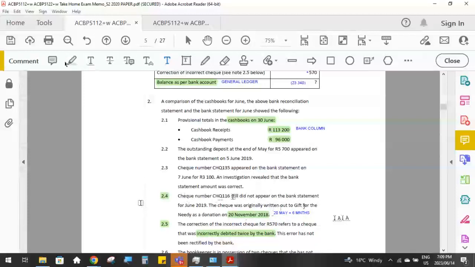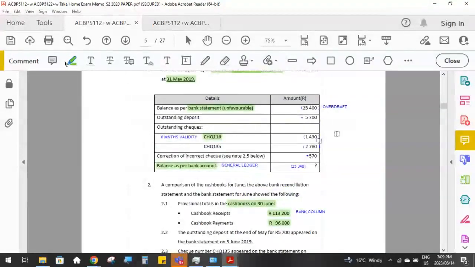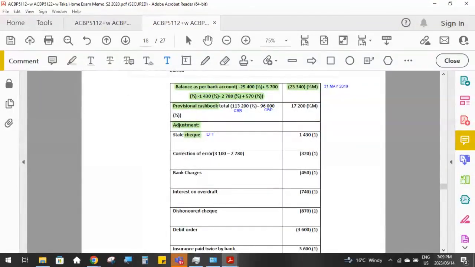And we are now at the end of June, which means that that check is now useless. It has to be reversed. Okay, 1430. So that's why over here we are adding that 1430 back to our bank balance. Because when we originally wrote the check out, we would have deducted it from our bank balance because it would have been in our cash book payments, and we are now reversing it, so we are adding it back.